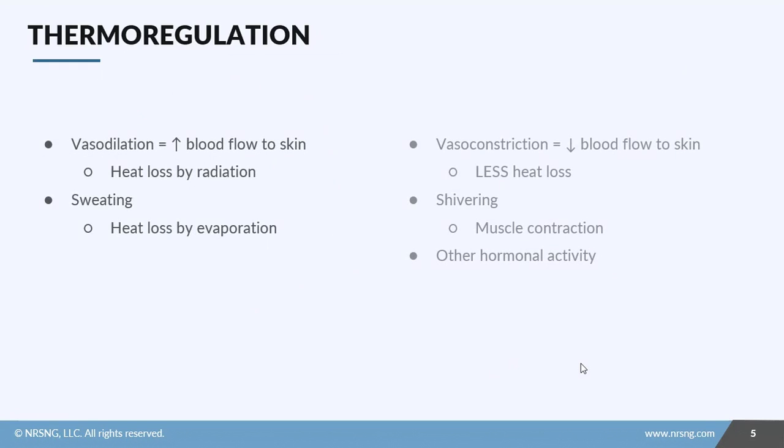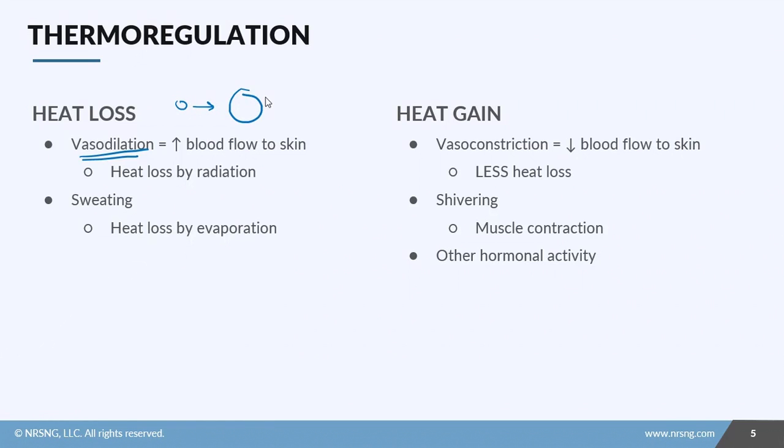So let's see what this looks like in the body. So let's say that we need to lose some heat. Our temperature's too hot. Remember, our bodies want to be right about 98.6 or 37 degrees Fahrenheit or Celsius. So if we're too hot, our blood vessels in the skin are going to vasodilate. That means that they get bigger. They get bigger, we get more blood flow to the skin, and that blood is where all our heat is. So we end up losing some of that heat by radiation off the skin, which is our goal.